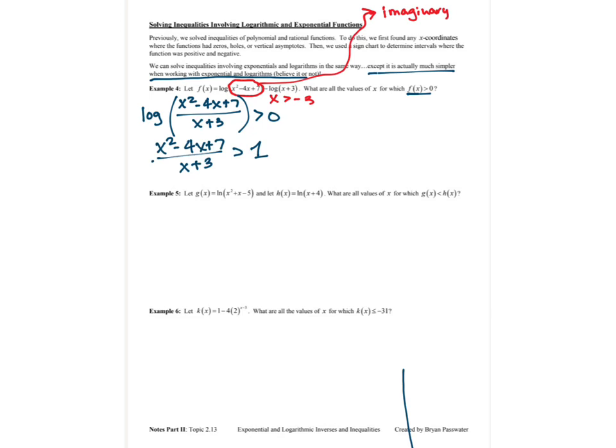Multiply by the bottom. That's positive, so you don't have to flip the inequality. So now we have x squared minus 4x plus 7 greater than x plus 3. Subtract the x, subtract the 7, subtract the 3. It's quadratic. We want to set it equal to 0. X squared minus 5x plus 4 greater than 0.